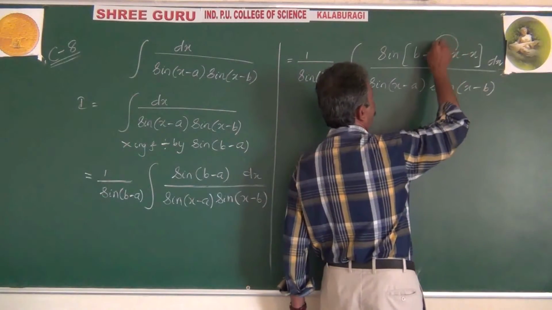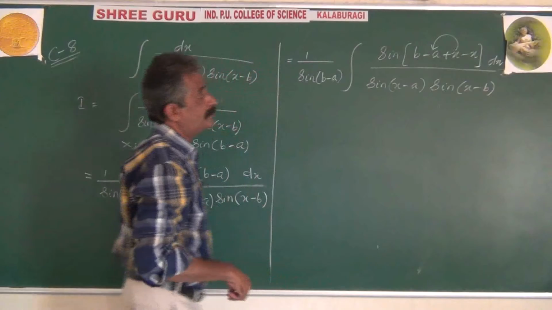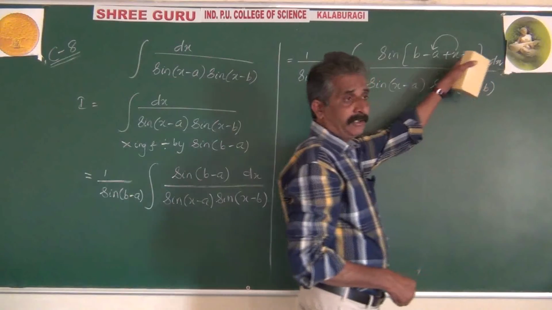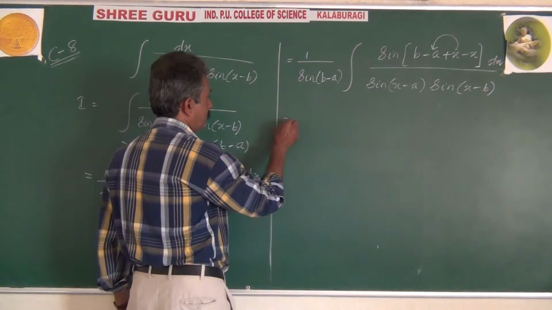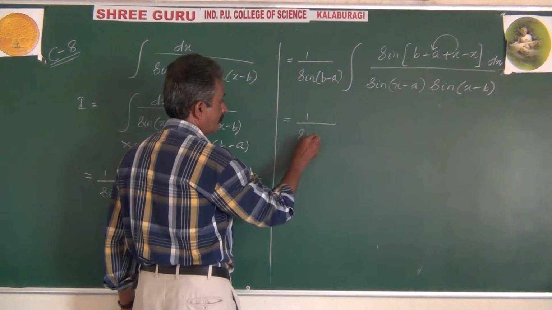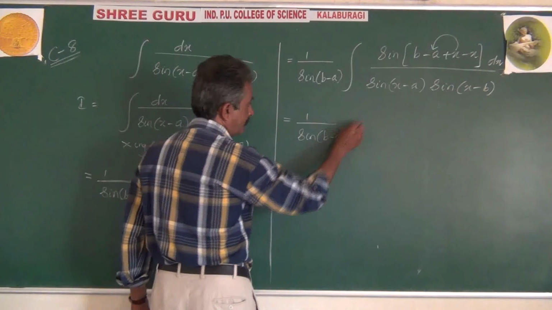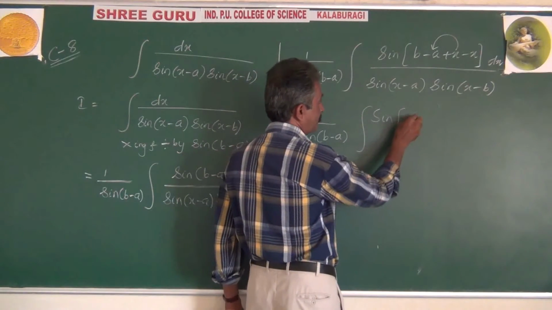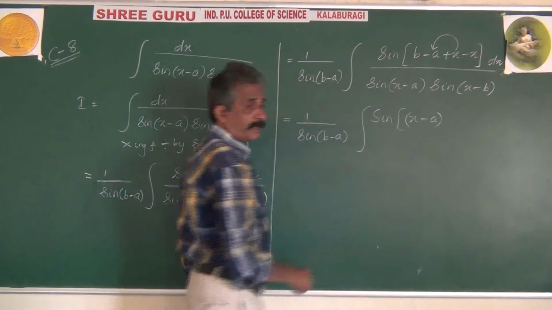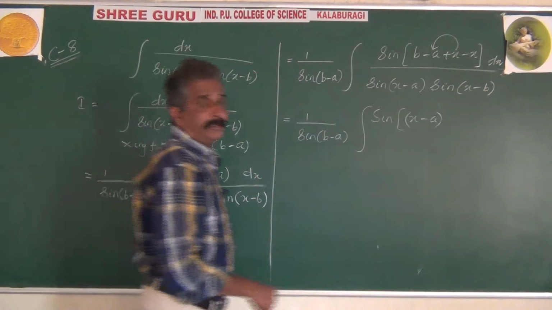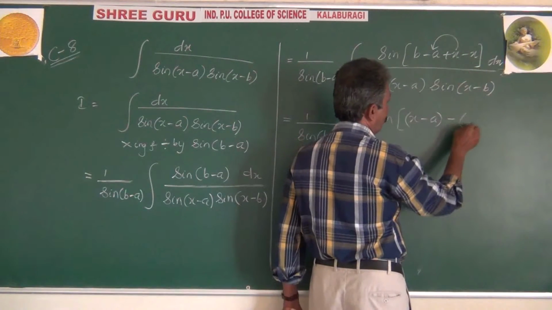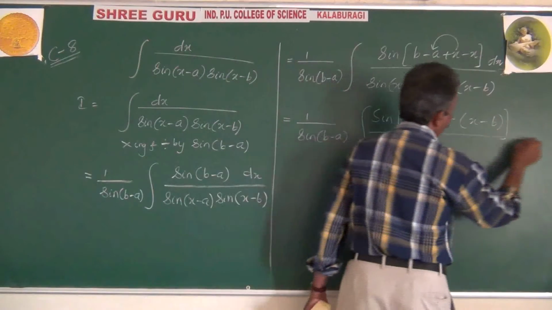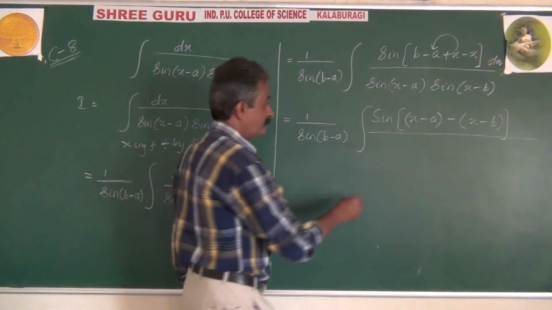So we combine x and minus a, that gives x minus a. We want x minus b, but we have b minus x. In b minus x, take minus common. So 1 by sin b minus a into integration of sin of angle x minus a, we put it in a bracket preferably, and in b minus x we shall take minus common, it becomes x minus b, divided by sin x minus a, sin x minus b.